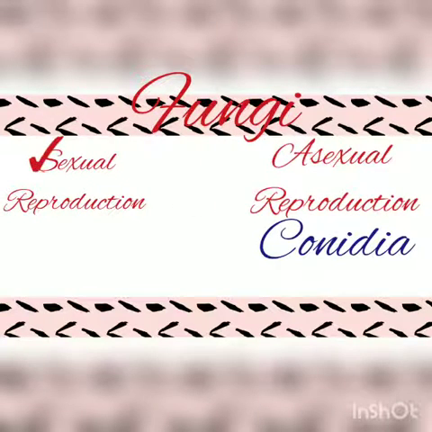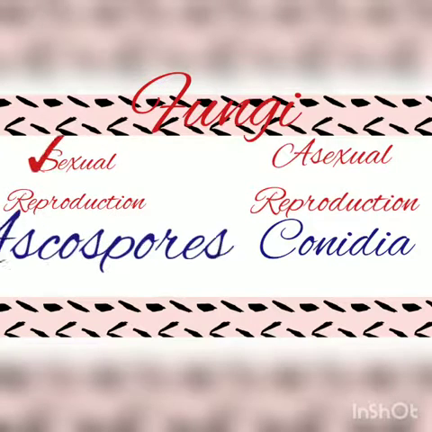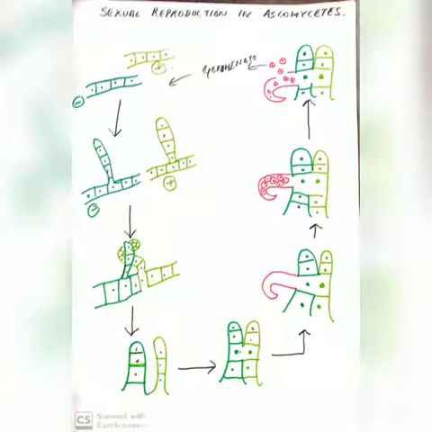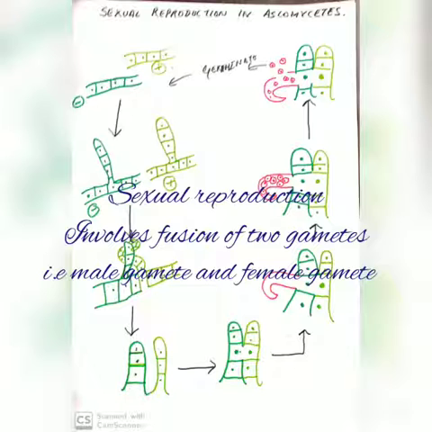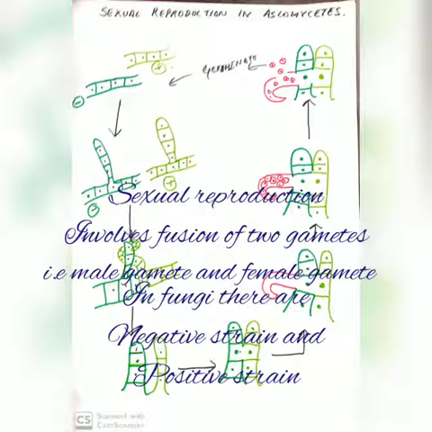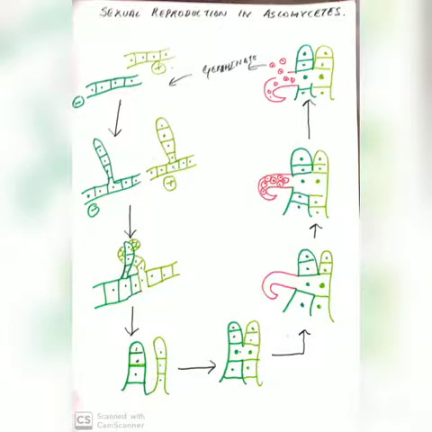Now let us understand the sexual reproduction in ascomycetes. Sexual reproduction in ascomycetes takes place by ascospores. Now in sexual reproduction, as we know, there must be two gametes, that is male gamete and female gamete. We also know that in fungi there is no male gamete and female gamete, but there are negative strain and positive strain. Now, as you can see in this picture, there are two hyphae. One is of negative strain and one is of positive strain.